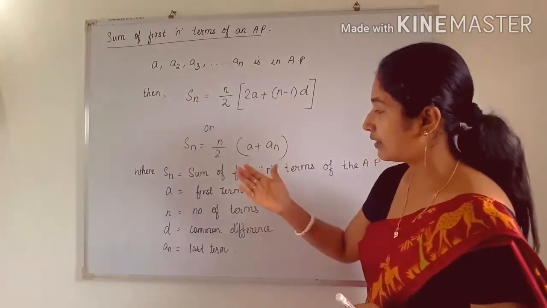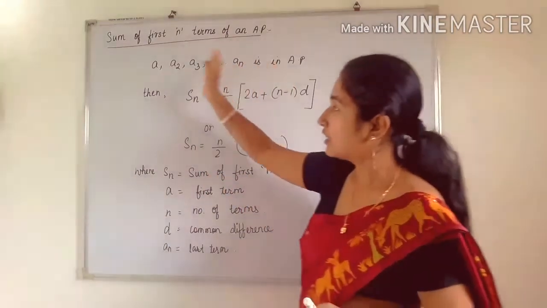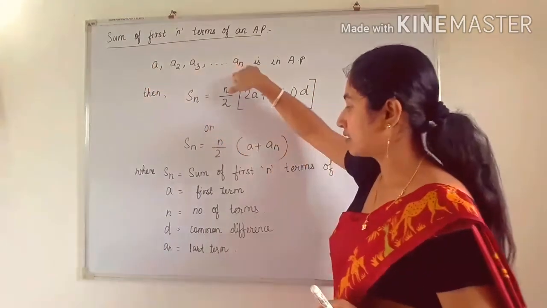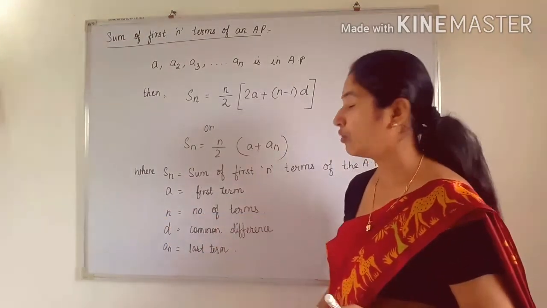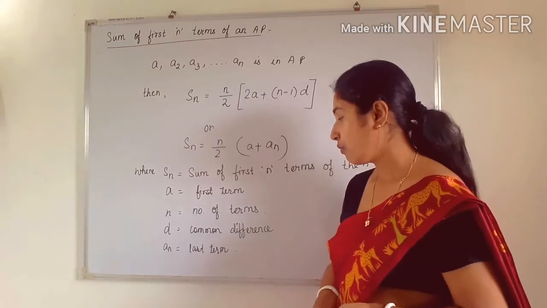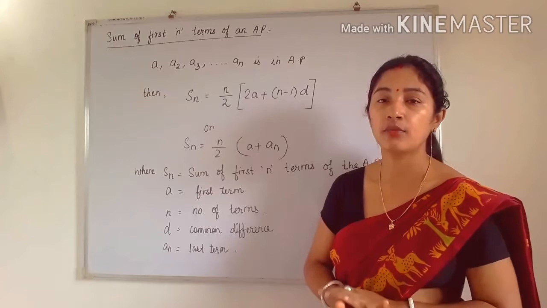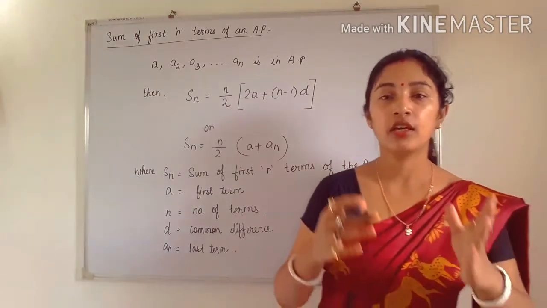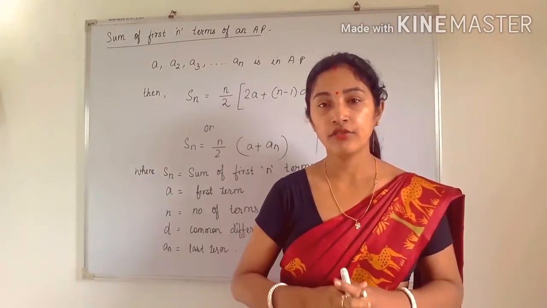So here Sn denotes what? Sn denotes sum of first n terms. That means addition starting from the first term to the last term. Next, a is the first term, n is the total number of terms, d is the common difference, and an is the last term, or we can say the general term. So this is all about sum to n terms of an AP. We can easily find the sum of first n terms of AP.